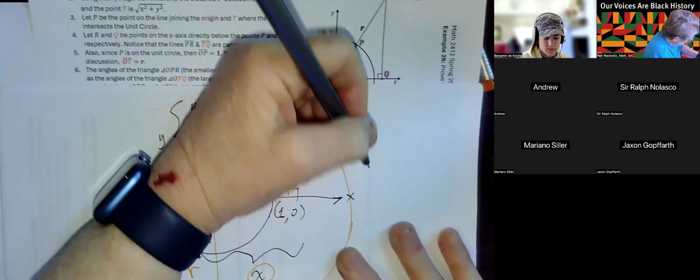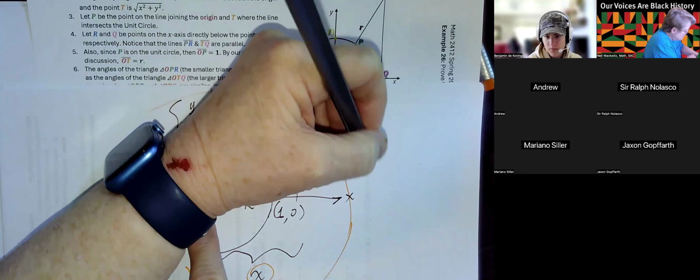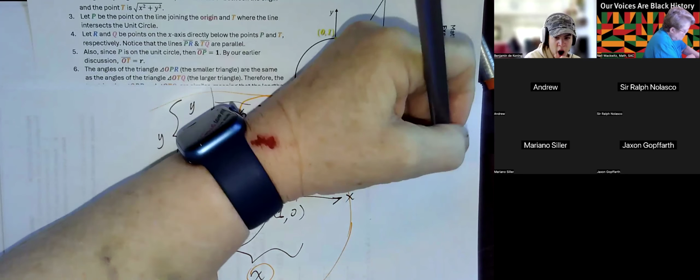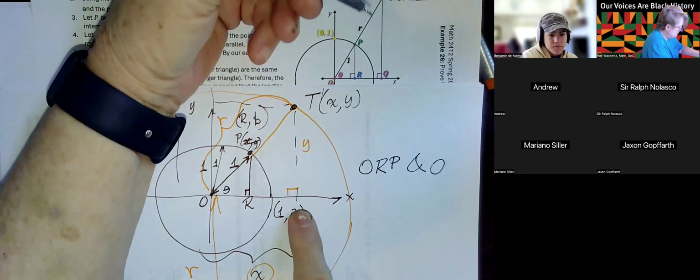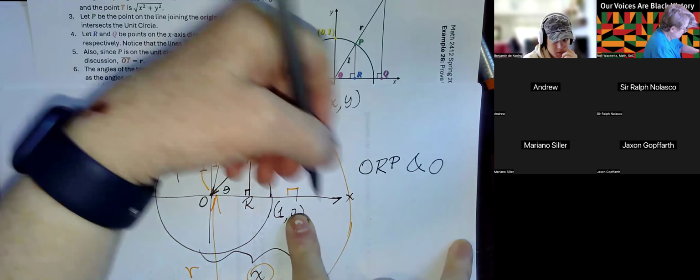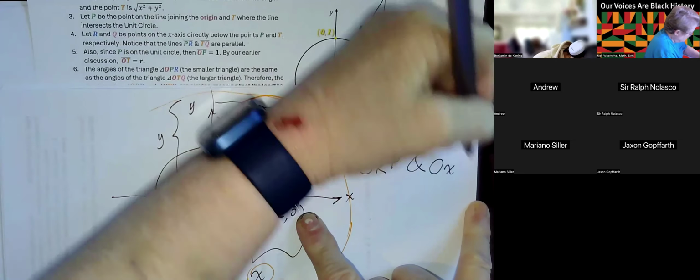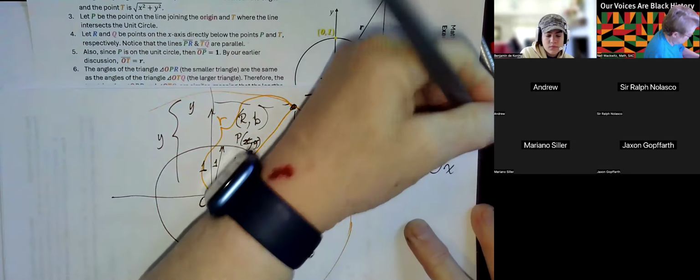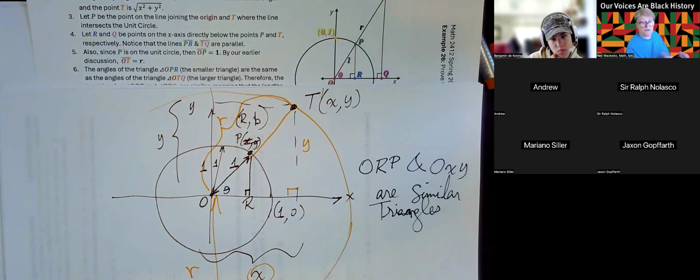So that means that I'm going to use these letters. O, R, P and O, X, T are similar triangles. And that means that their sides have to be proportional.